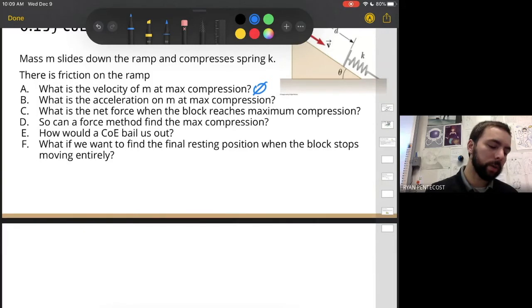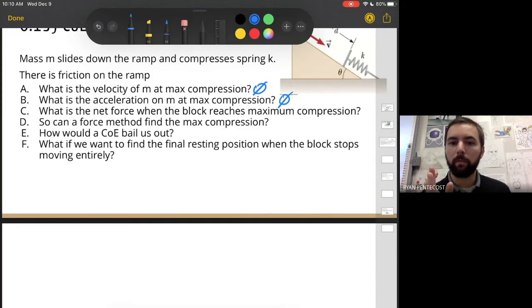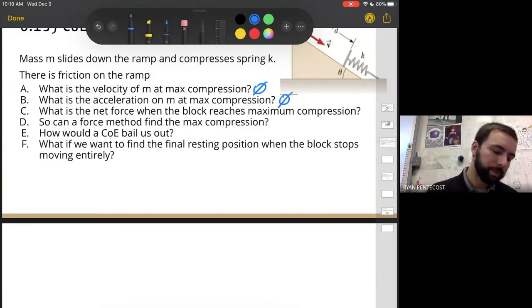Now, what is B? What is the acceleration on M at maximum compression? Well, that would also be 0, right? At maximum compression, it's not going to be accelerating at that moment, right? It had negative acceleration as it slowed down. The moment it's done compressing, the acceleration is 0. Then the acceleration will begin to get more and more positive from there.